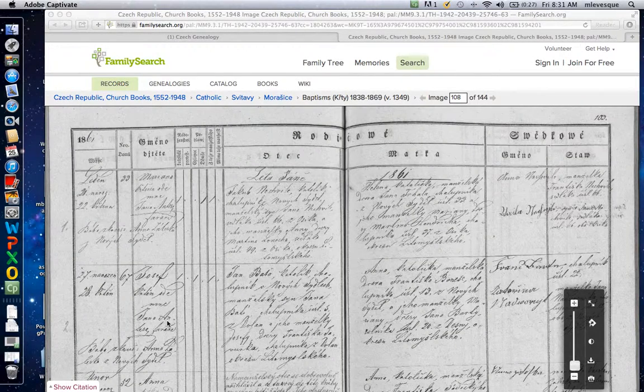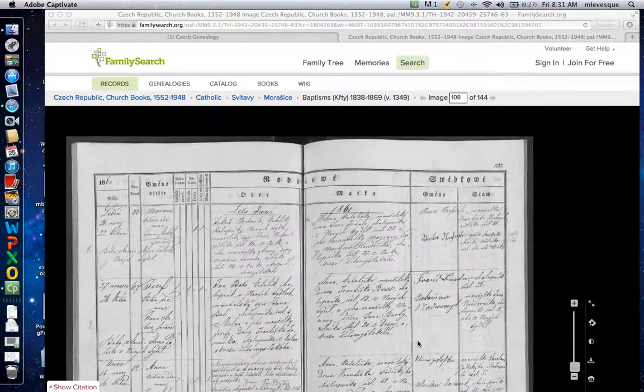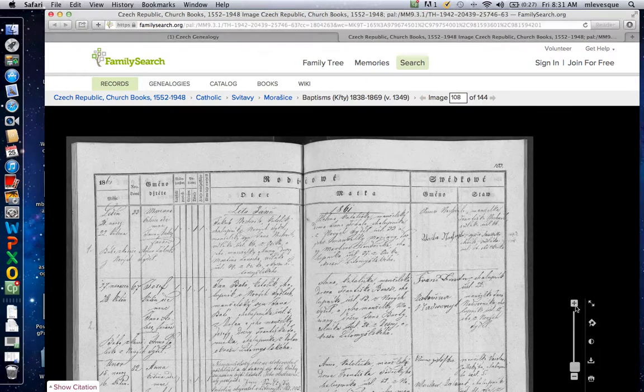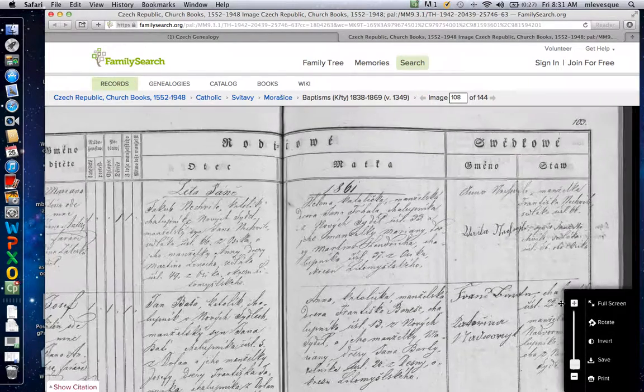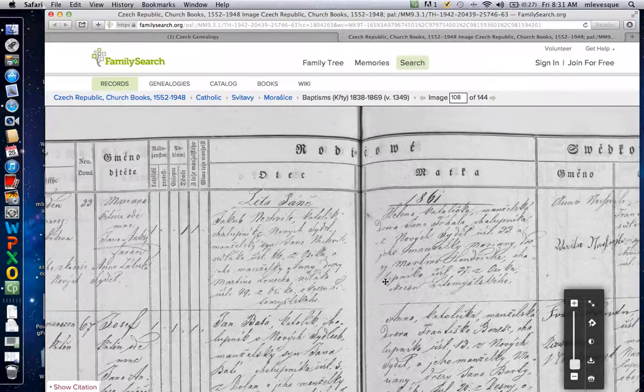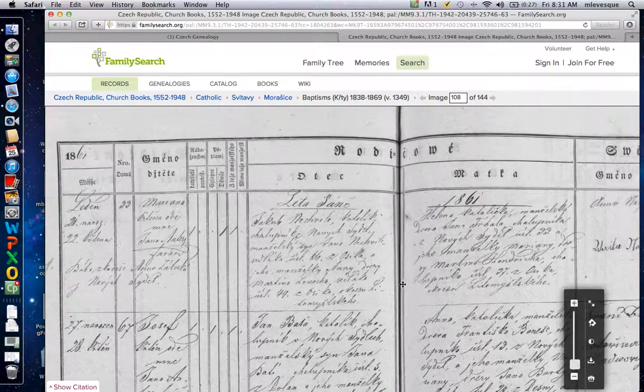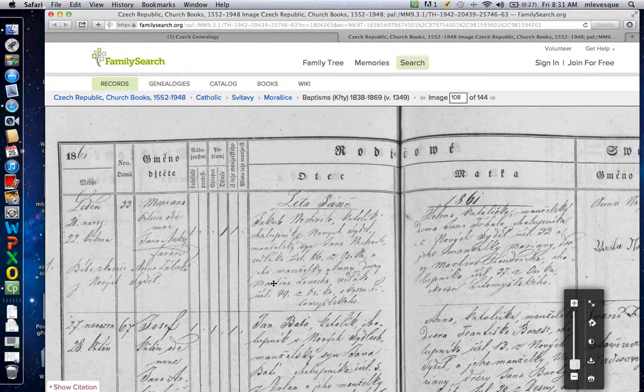The purpose of this video is to give some explanation for the headings at the top of a baptismal record. In this example, the headings are all in Czech. Other years they will be in German or Latin. So a person needs to learn all three of them, but we will concentrate on Czech today.